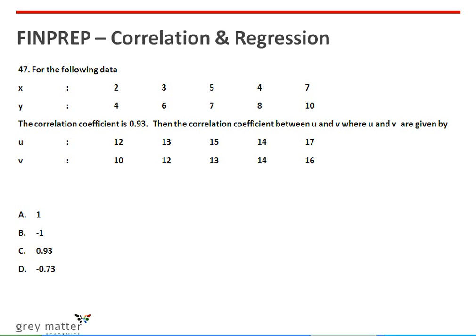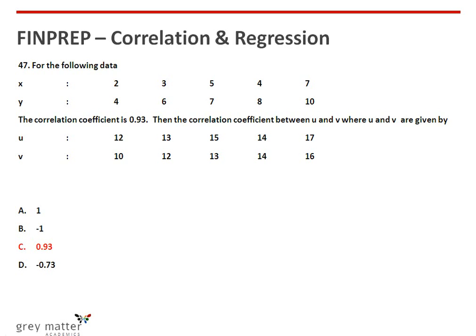So what we see is u is equal to x plus 10 and v is equal to y plus 6. Now the correlation coefficient in the original x and y is 0.93, whereas in u and v there is only a shift of origin. U is shifted by 10 of x and v is shifted by 6 of y. So this correlation is never affected by a shift of origin. So r_uv, the correlation coefficient of u and v, would be the same as x and y, which is 0.93. So the answer is option C, which says 0.93.